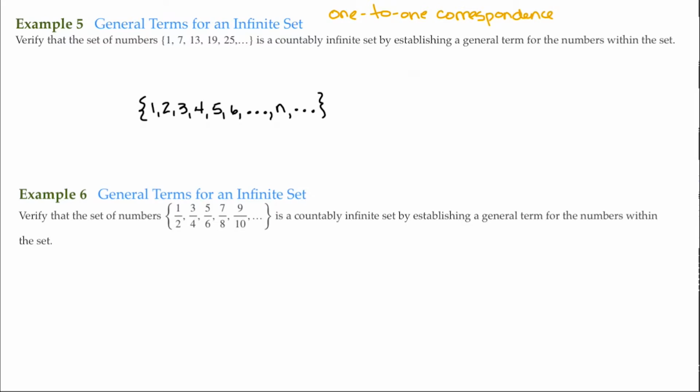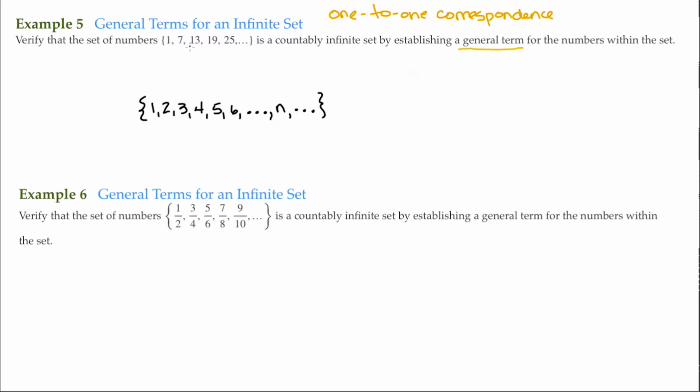So we're going to see if we can get every one of the terms or elements in this set to have one-to-one correspondence with the natural numbers. And the way we do that is we're going to come up with a general term. I'm going to underline it right here. We're looking for a general term. And the trick is to look at the values here and determine what the pattern is. We could see a pattern has been established.